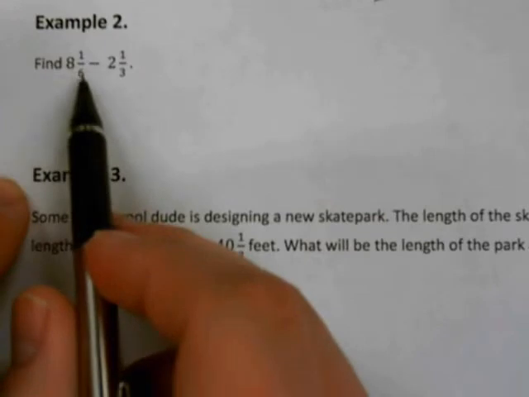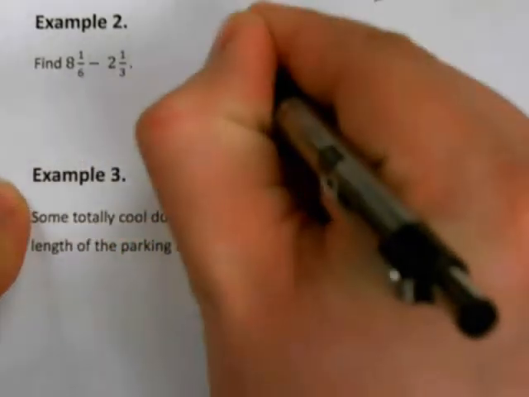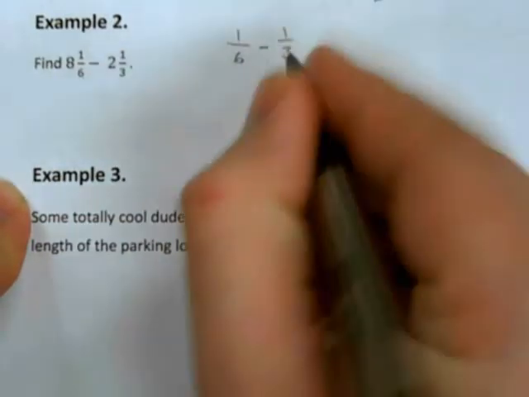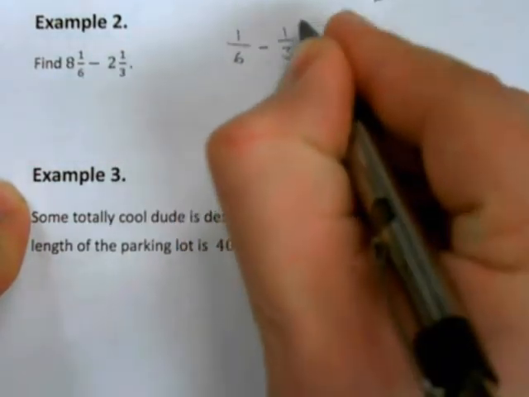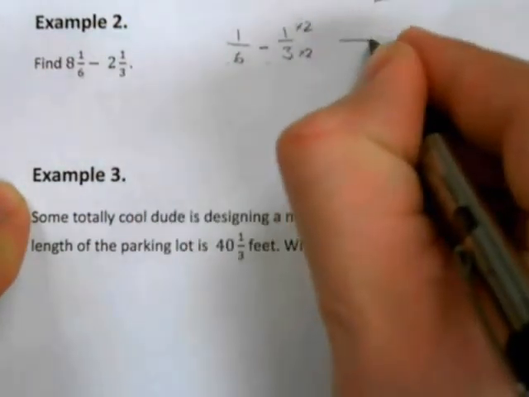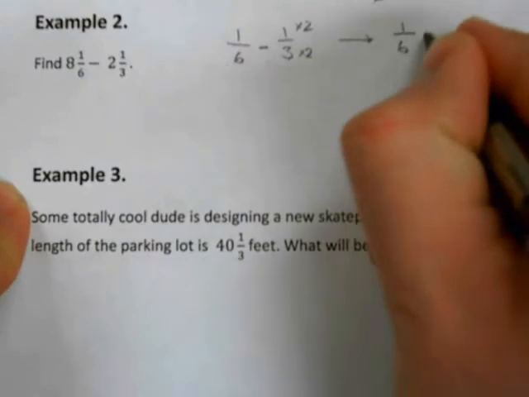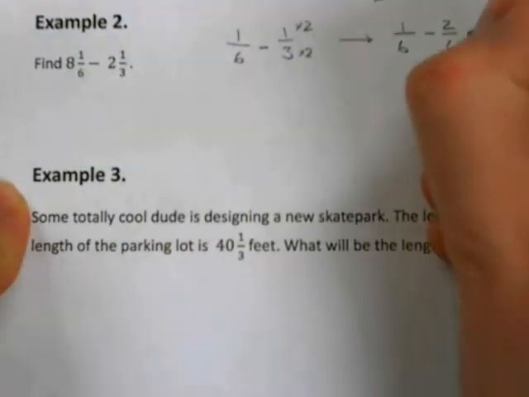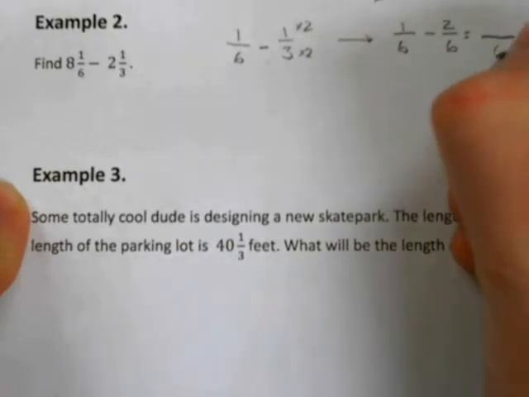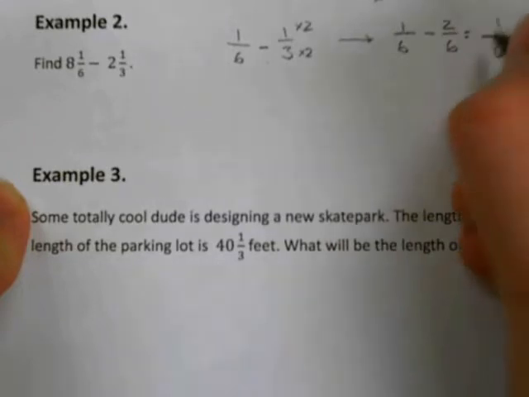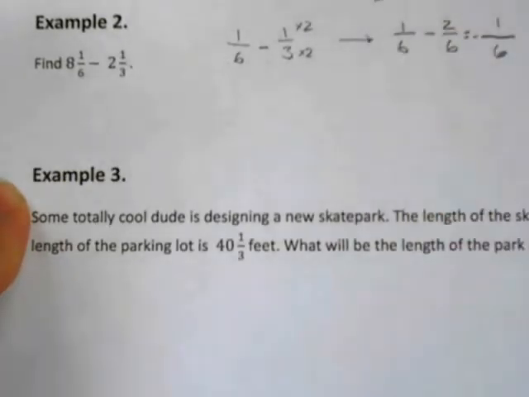Okay, let's do example 2 now. We have 8 and 1/6 minus 2 and 1/3. We're going to subtract 1/3, which means we have to multiply this fraction by 2 in the numerator and the denominator to get a denominator of 6. So that's 1/6 minus 2/6, which equals a fraction with 6 on the denominator, and 1 minus 2 is -1. So we have -1/6.